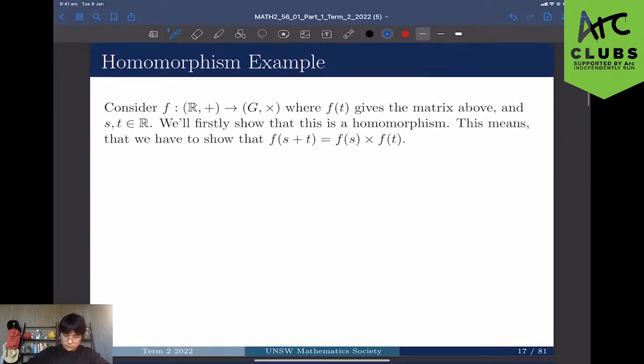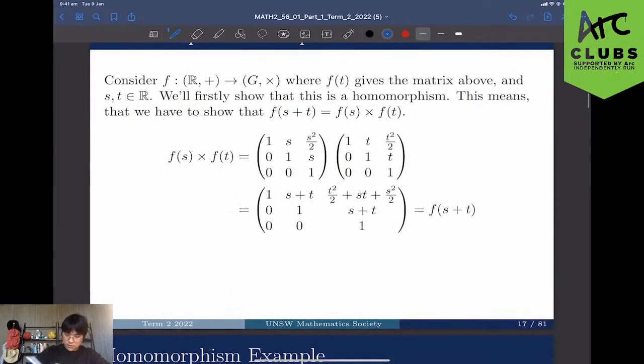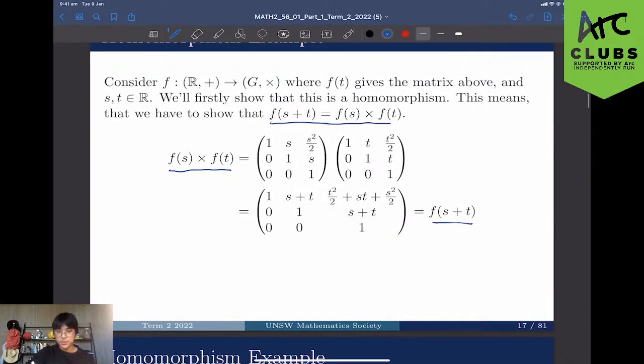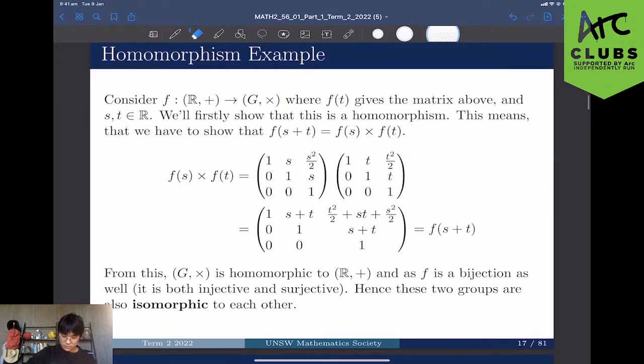So what we're going to do is show that the product equals the sum here. We have to prove this equation, but it doesn't really matter which way we go. So if we have f of s times f of t, we do some matrix multiplication, and we end up with this matrix. And we can see that this equals f of s plus t. So we've proved that G is homomorphic to R.